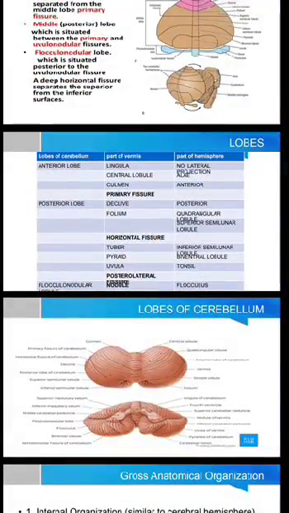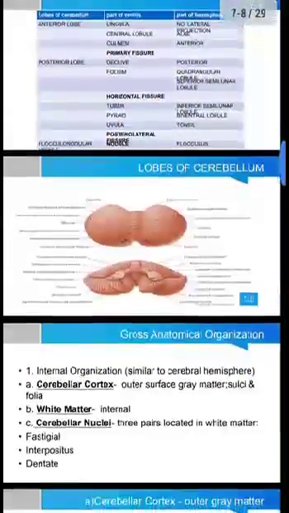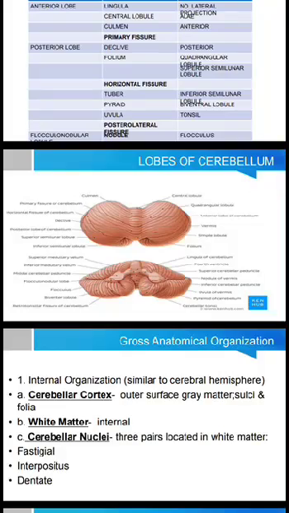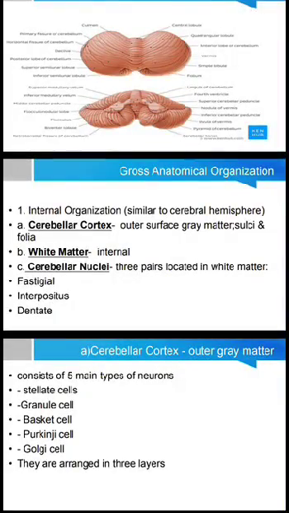The posterior lobe parts are the declive and the folium as parts of the vermis. Then the parts of the hemisphere are the posterior quadrangular lobule and the superior semilunar lobule. The tuber, pyramid and uvula are parts of the vermis, and the parts of the hemisphere are the inferior semilunar lobule, biventral lobule and the tonsils. So the lobes of the cerebellum are presented here.